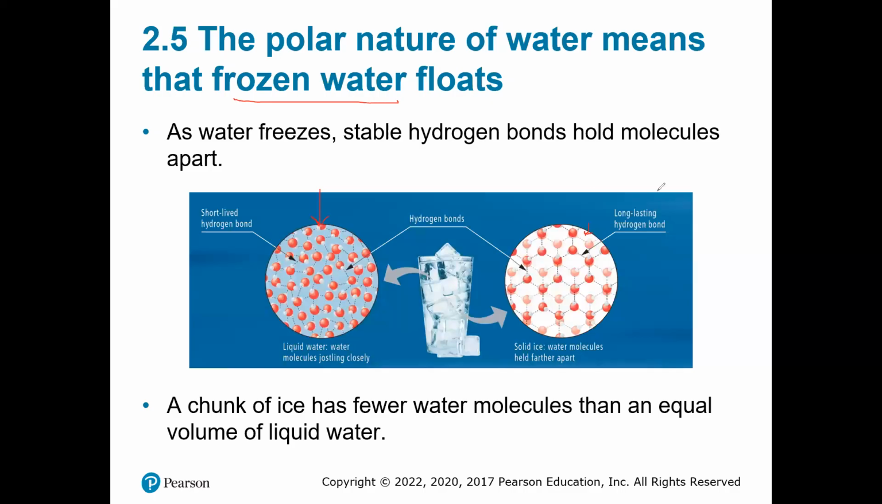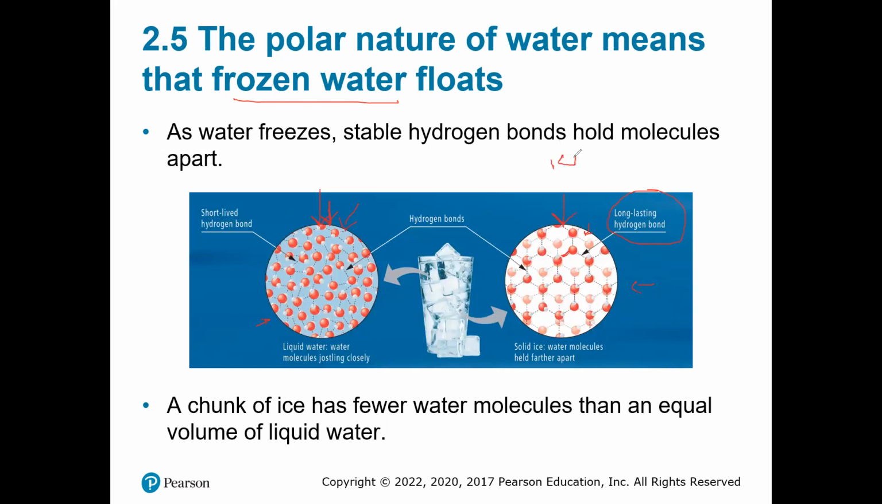Okay, so the hydrogen bonds are stretched out. And when they're stretched out, if you look at these pictures, there are more water molecules in this space over here when it's liquid than there are over here when it's solid. So if you counted all the red dots here, you would have more than you have over here. So that contributes to the density.